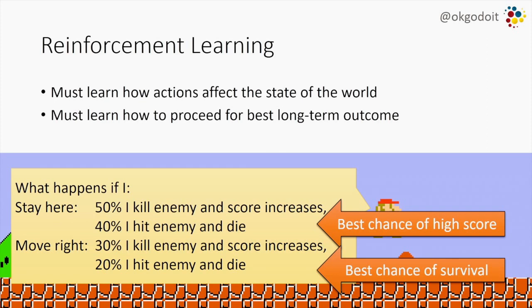But if he moves right, he has a higher chance of survival, but his score is not as likely to be as high. So what is the actual thing you're trying to optimize for? You have to manually specify the carrot and the stick. You have to say, what is it that we care about? What is the outcome we want?